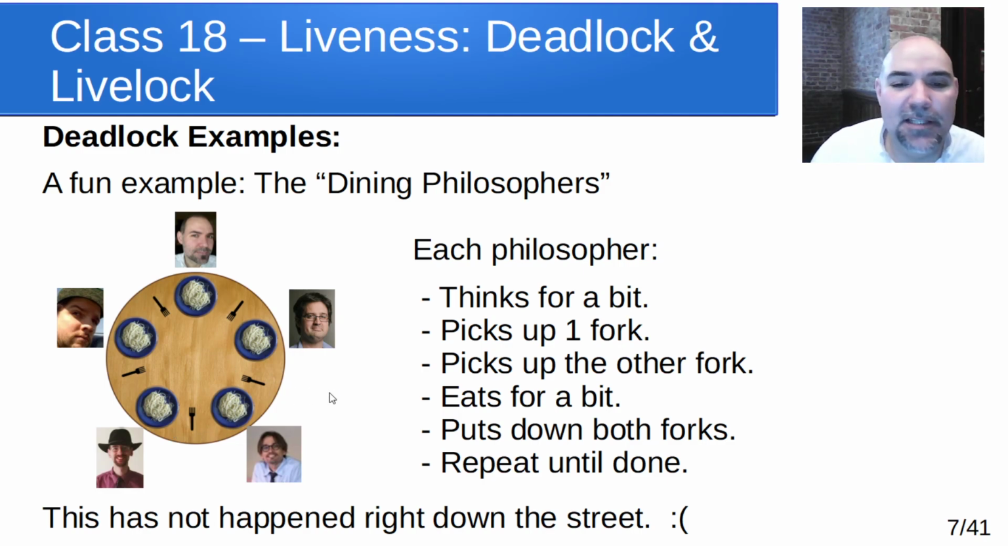But the idea is that in order to eat the spaghetti, you need to have 2 forks. So you need to stick the forks in, twirl it up, and then eat it. So you need 2 forks in order to dine. So here's what the philosophers do. They think for a while. They're sitting there thinking philosophical thoughts. They pick up 1 fork. They pick up the other fork, so they have 2. They eat for a bit, and then they put both forks down, and they go back to thinking. So they repeat, go back and think more.